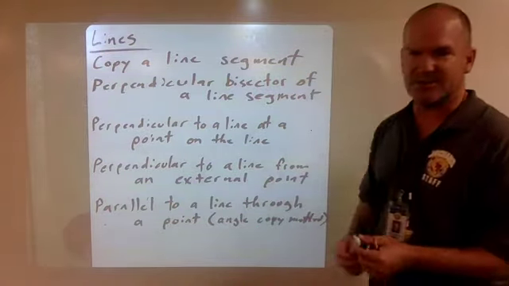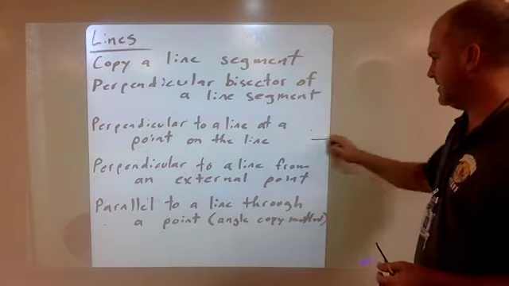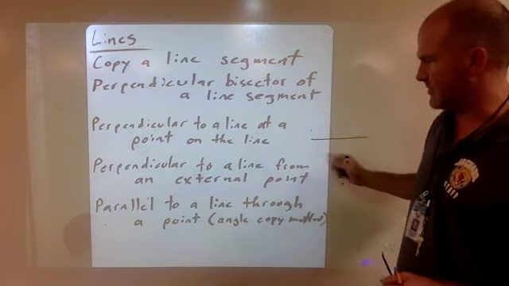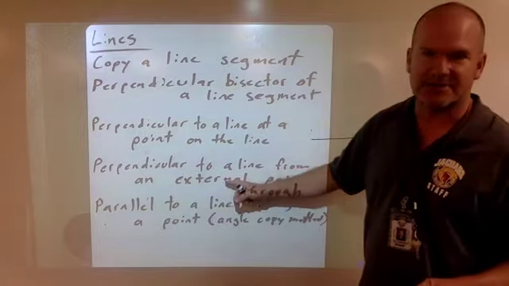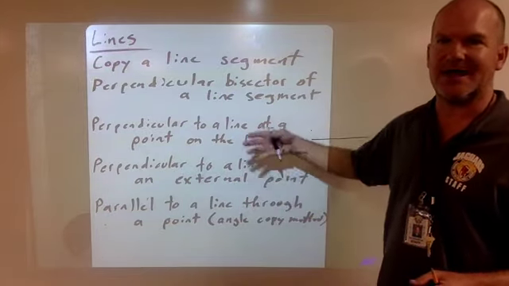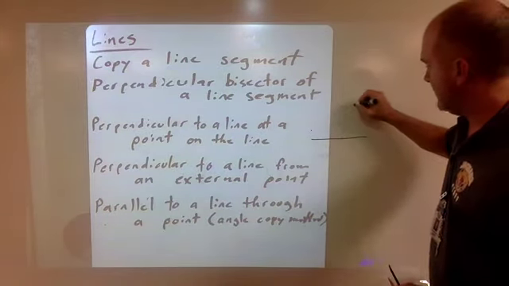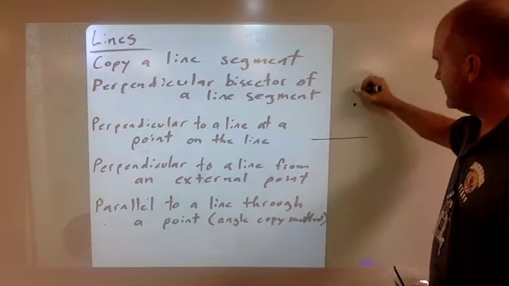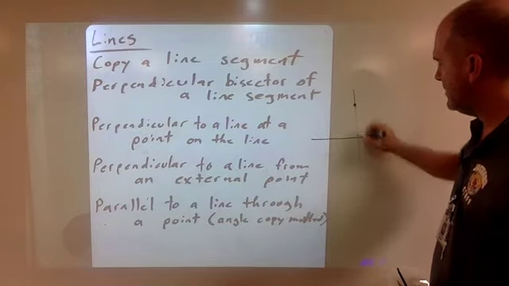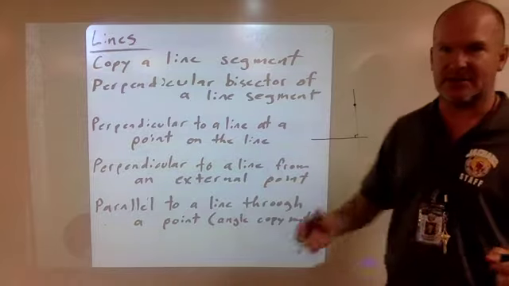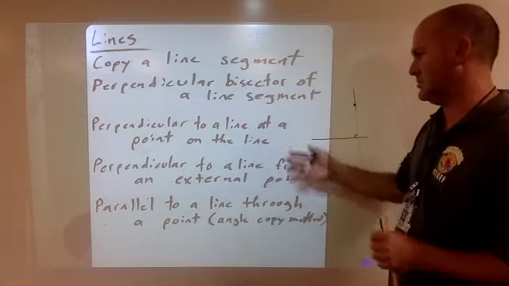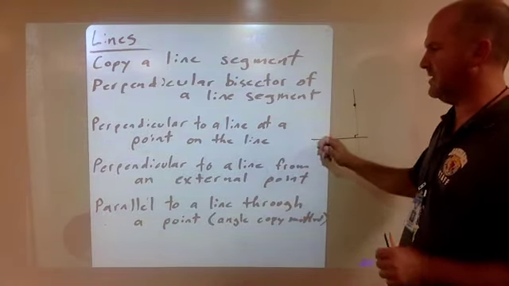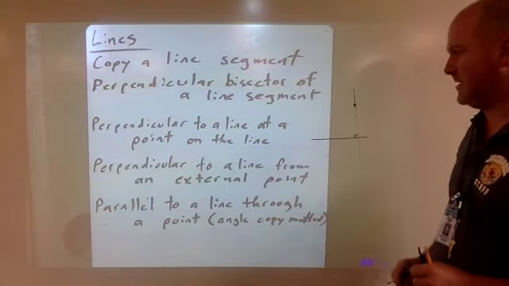This next one is real similar to that one. You start off with a line. You've got to draw a perpendicular through this line from an external point. That means a point that's not on the line. So say like a random point up here. You've got to draw a line through this point that crosses your original line at exactly a 90-degree angle. So it's similar to the one before, but in the one before, the point was on the line. In this one, the point is off the line.